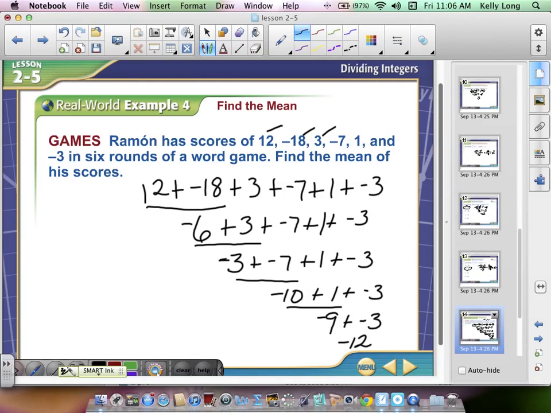1, 2, 3, 4, 5, 6. So to find the average, I take my total, negative 12, and divide it by the number of scores, 6. So I'm dividing with unlike signs, so my answer is going to be negative, and 12 divided by 6 is 2. So negative 2 is his average score. Okay, so everybody remembers how to find the mean. It's just like finding an average. Add them all up and divide by the number of add-ins.